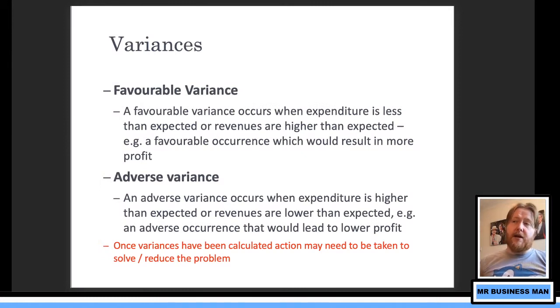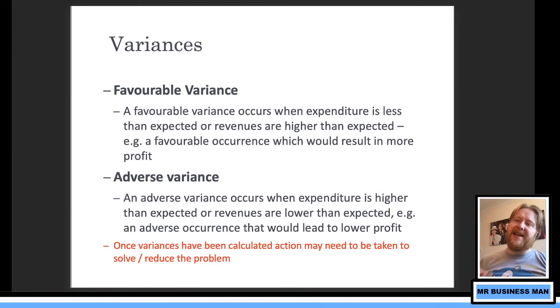Favourable variances occur when the expenditure is less than expected or revenues are higher than expected. So a favourable occurrence would result in more profit. So a favourable variance is when we say, okay, I thought it was going to cost me £200 for this thing, but it actually only cost me £100. So in terms of the expenditure budget, I've said that we'd spend 200, but it's actually only cost me 100. So that's really good because we've got a favourable variance of 100 there, haven't we?